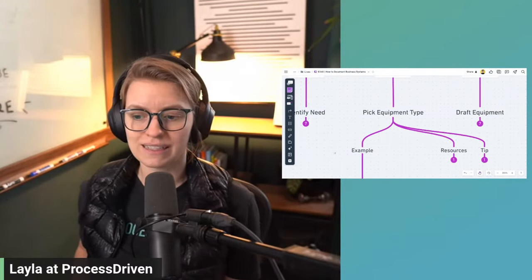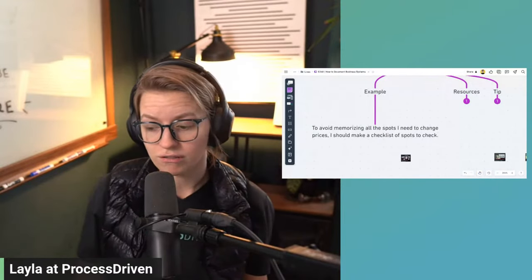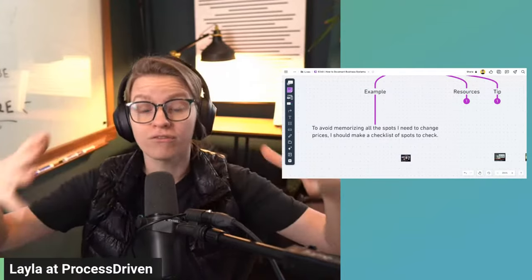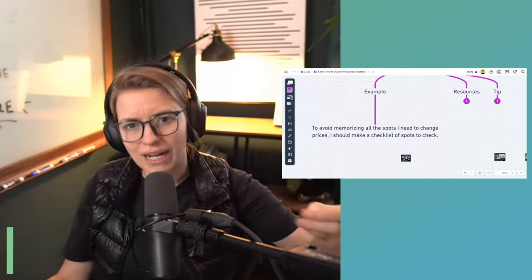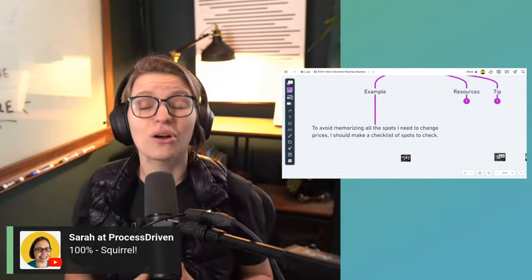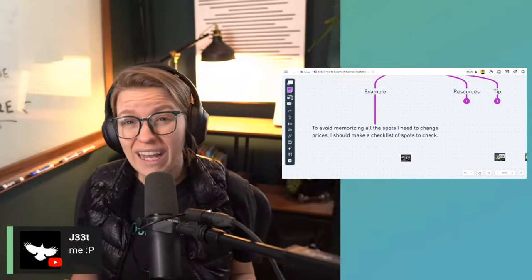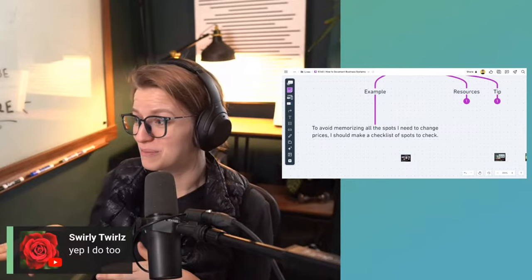I'm going to go back to the same examples before. If I have that price increase I need to do for Process Driven Foundations next week, if I want to avoid memorizing all of those places, a checklist might be a great form of equipment for me to employ. Now, keep in mind that there are so many different types of equipment. There are so many different ways you can document a business system. And I'm actually going to go down that whole little rabbit hole right now.